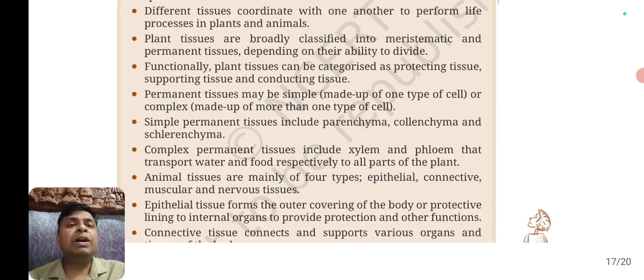Functionally, plant tissues can be characterized as protecting tissue, supporting tissue and conducting tissue. Protecting, supporting, conducting. Permanent tissue can be simple or complex. Simple tissues are made up of only one type of cell, complex tissues are made up of more than one type of cell, for example, xylem and phloem. Simple permanent tissues include parenchyma, collenchyma, sclerenchyma, and complex have xylem and phloem. You know that xylem carries water and phloem carries food.